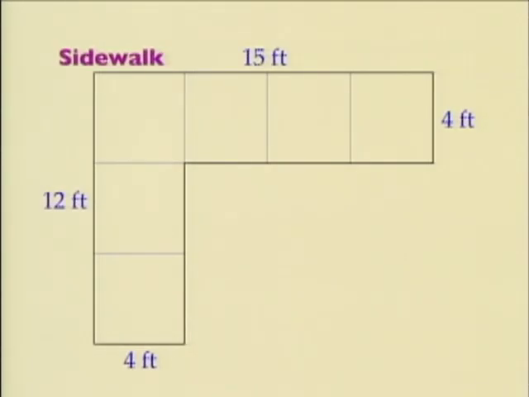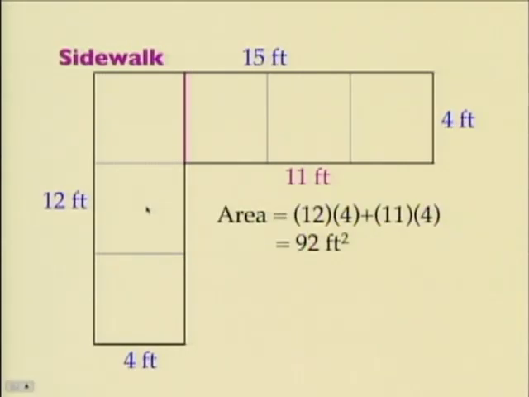We could calculate the area of this. We don't know how to do the area of an L-shaped thing, but we can break it up into pieces, right? If you'll notice, I put in a little purple line here. We could break it up into a 12 by 4 rectangle, and then an 11 by 4 rectangle, that's 15 minus 4, and it has an area of 92 square feet on the top.